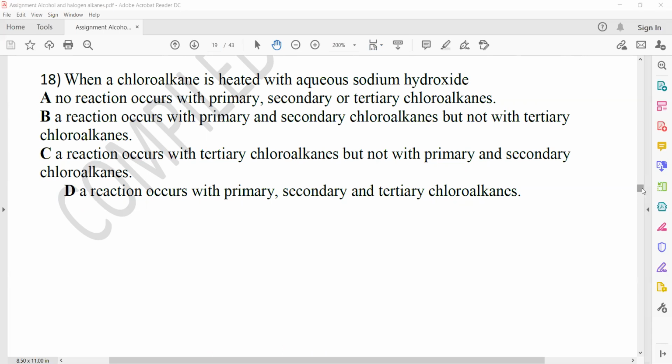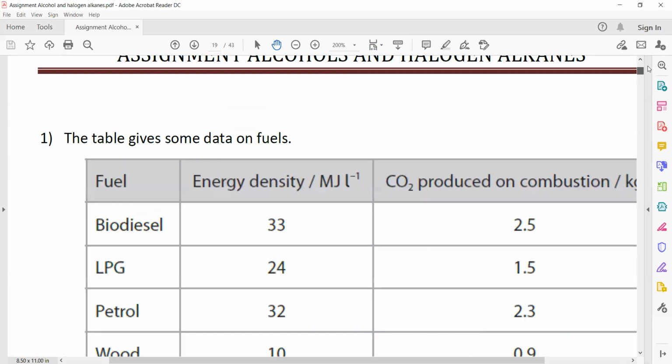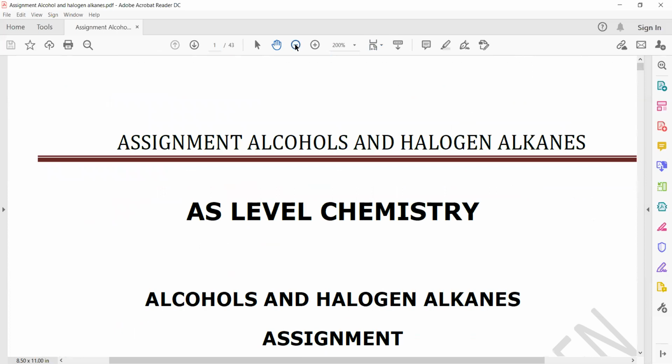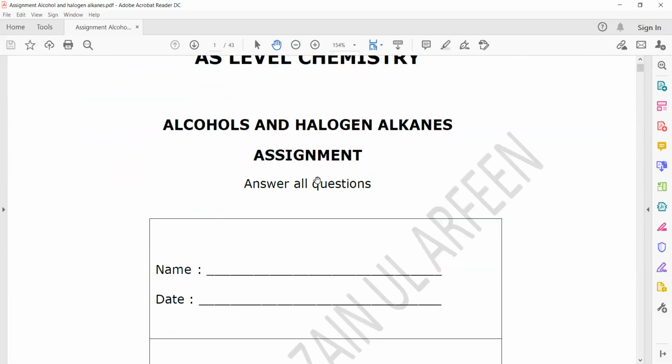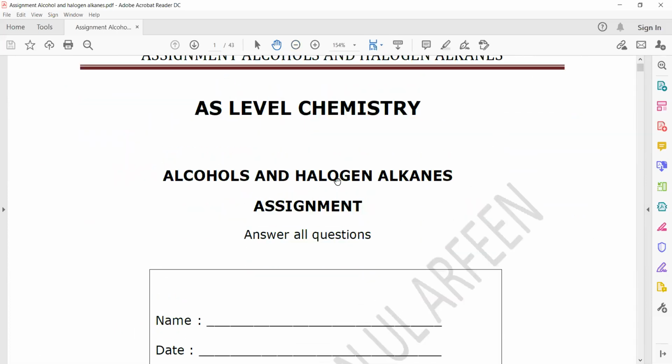Tertiary alcohols cannot be oxidized. So these are some questions related to alcohols and halogenoalkanes. Next week I'll start a new topic, which is about energetics, the chemical energetics.